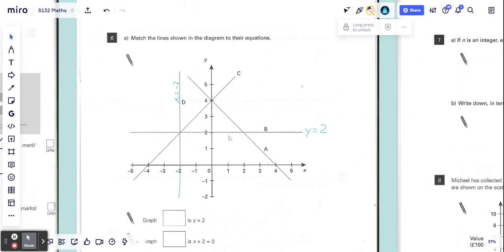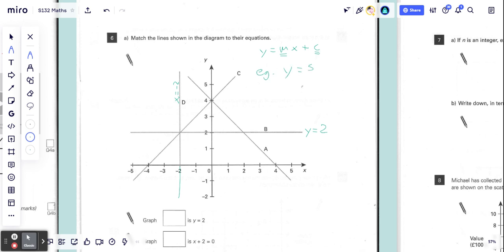Now the C and the A are slightly more complicated. They follow a type of equation called y is equal to mx plus c. So what's m and c then? Well, m is just a number and c is a number. For example, we could have y is equal to 3x plus 5, or y is equal to negative 2x minus 6. So in my second example, m is equal to negative 2, and c is equal to negative 6.